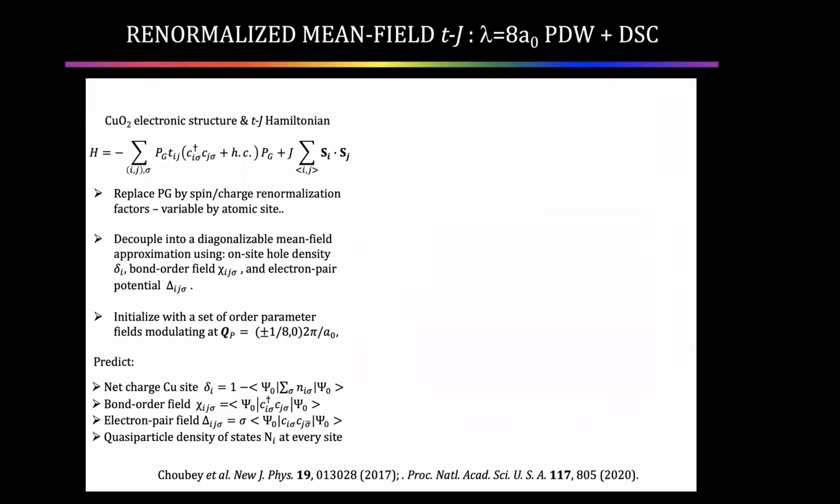So they use the TJ model, but then simplified it by using renormalization factors independent for charge and spin, and allowed them to vary by site. And then, given that degree of freedom, decoupled the Hamiltonian into 3 mean fields. One is the charge on the copper side, one is the bond field between copper sites, and the third one is the electron pair field, which is also between adjacent sites. And then solve that model to find what states exist.